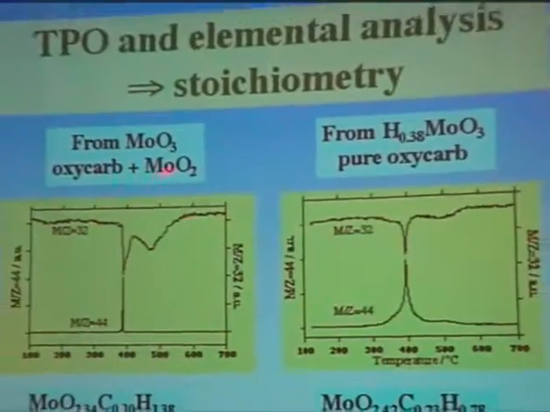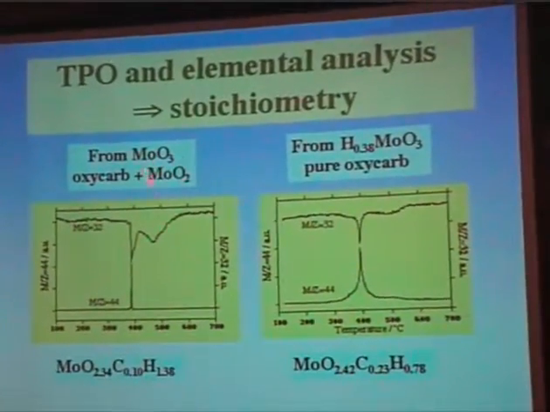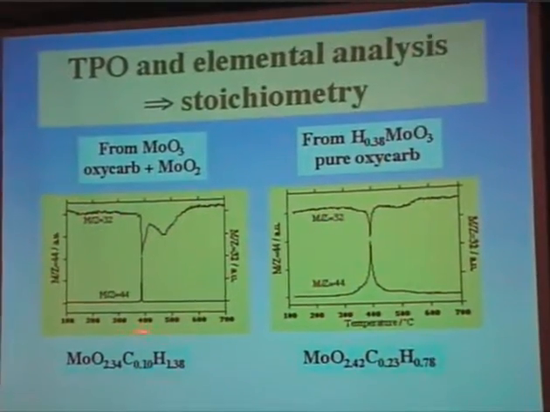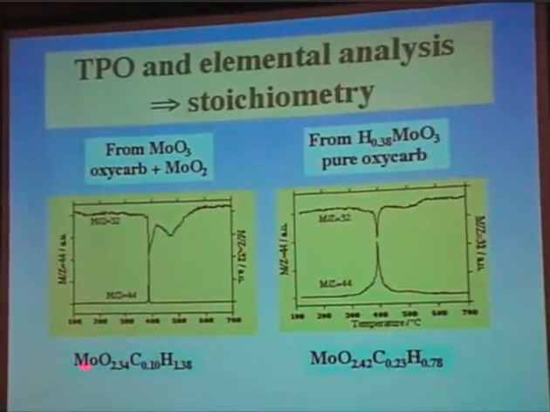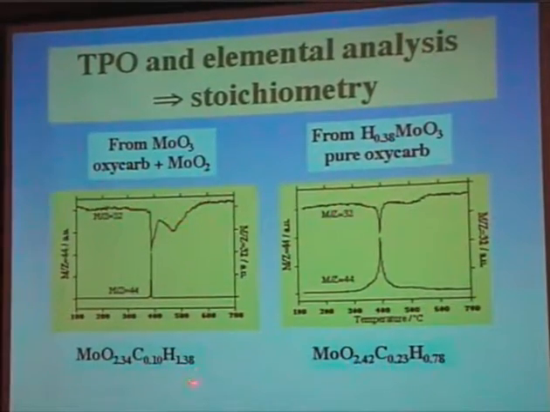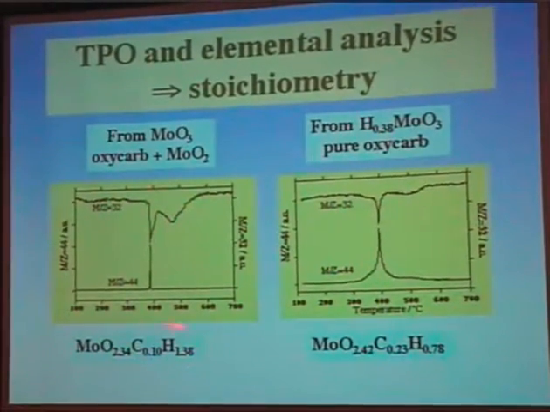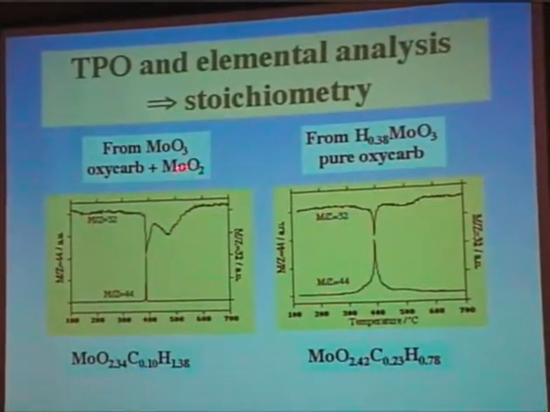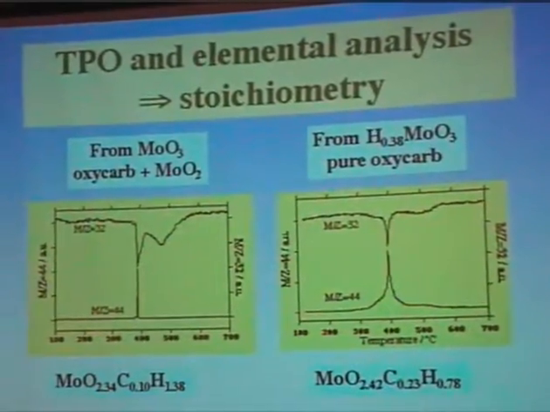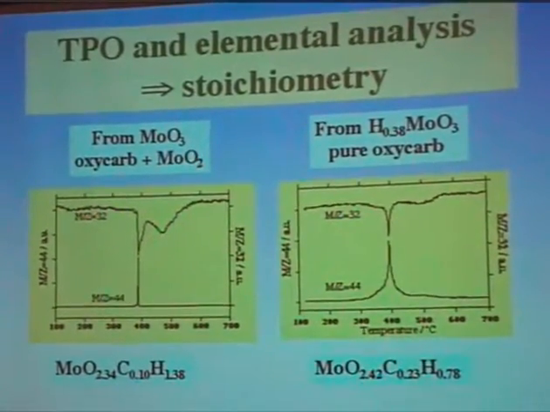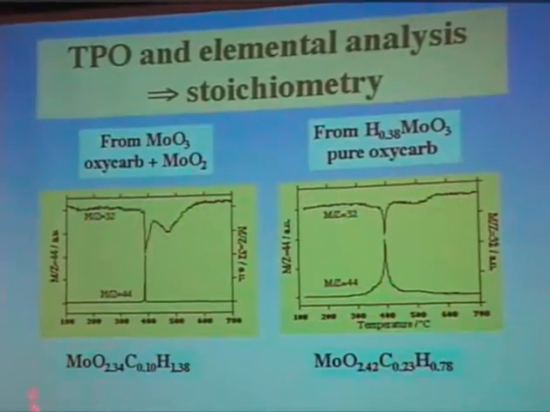So when we start from MoO3, and because we make a correction for the MoO2, the final composition of the material is this, Mo O0.234, C0.10, H1.38. And this value is not totally accurate because we had problems with the presence of MoO2, and because also we could not measure the H2O which was generated. So we had to make elemental analysis, and we were not happy.